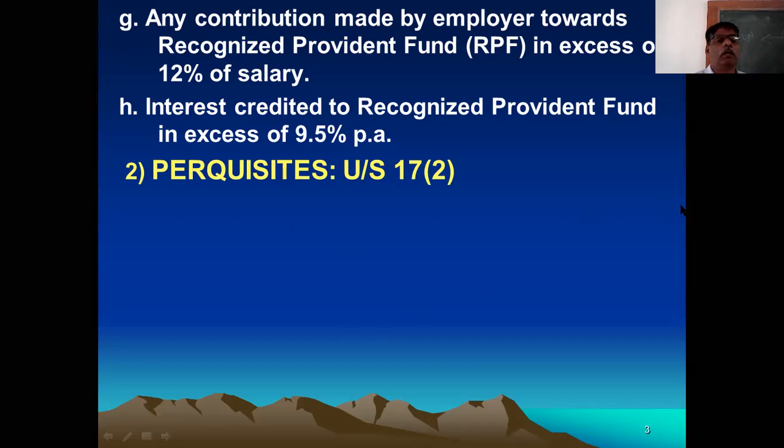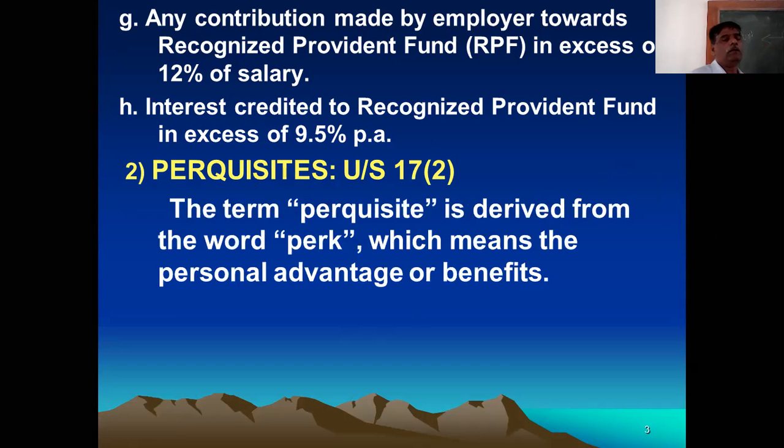These are the incomes you have to take. Second point is perquisite. First you have to take the salary, that is the point relating to salary. And the second point, perquisite. According to Section 17(2) of the Indian Income Tax Act, the term perquisite is derived from the word perk, which means personal advantage or personal benefit.